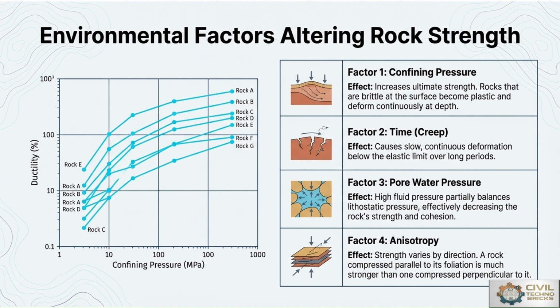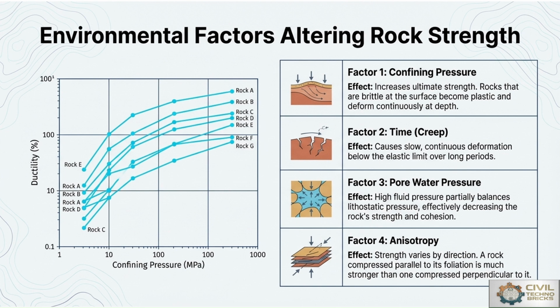The second factor is time or creep, which causes slow continuous deformation below the elastic limit over long periods. Then temperature changes may alter rock properties and stability also. The third one is the pore water pressure, where high fluid pressure partially balances lithostatic pressure, effectively decreasing the rock strength and cohesion, where water pressure reduces effective stress and weakens the rock masses or the rock layers or tectonic plates.